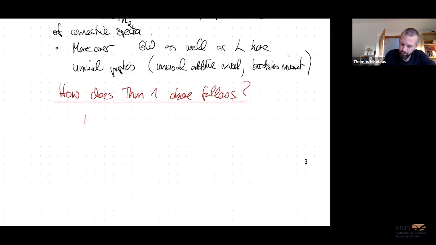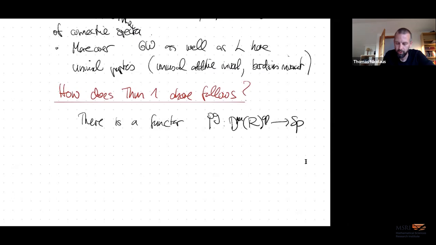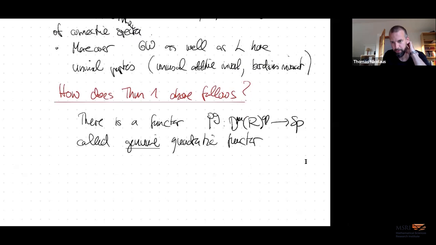And what is the correct Poincaré infinity category? It's the following one. Let me just see if I can erase everything. So there is a functor which we denote κ^G from the perfect derived category of R^op to spectra, called the genuine quadratic functor. We call it the genuine quadratic functor because it was actually inspired by genuine equivariant homotopy theory. But let me give you a definition which doesn't mention genuine homotopy theory at all.